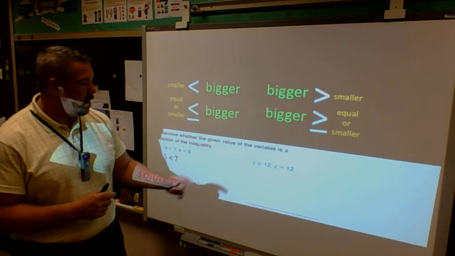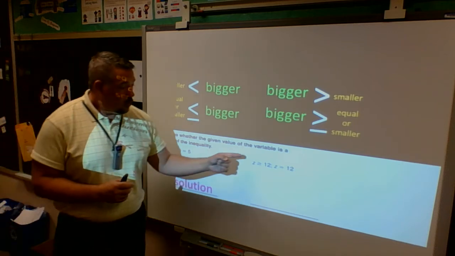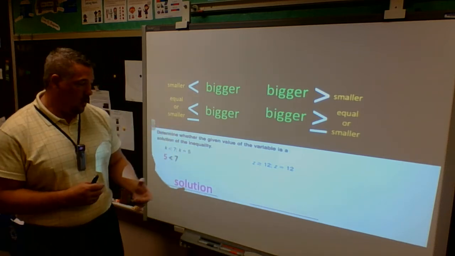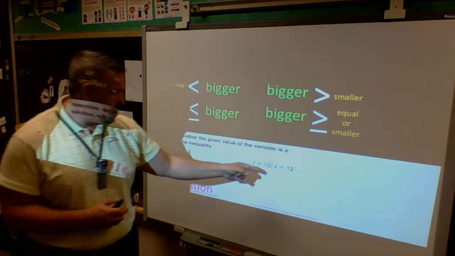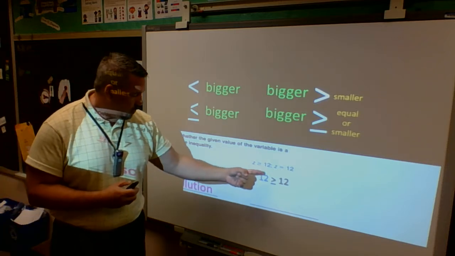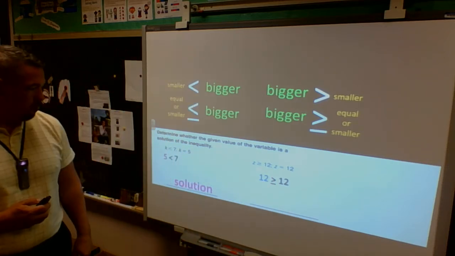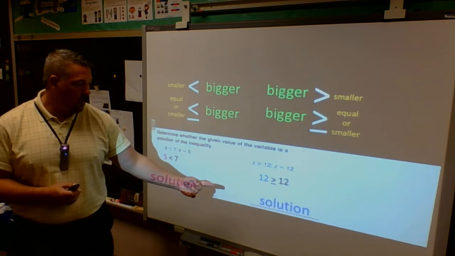All right, so let's plug it in here, now that we understand inequalities. 5z is greater than or equal to, because the arrow is pointing in the opposite way, 12. Well, this says z is 12. If I plug that in, is 12 greater than or equal to 12? Yeah, sure is. So I know that's a solution as well.